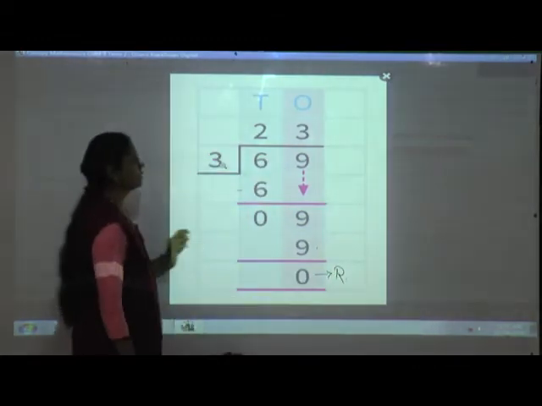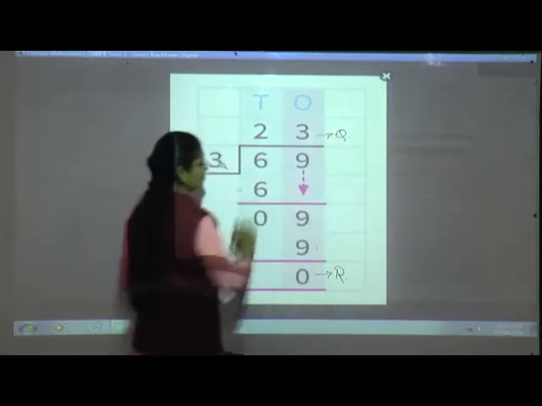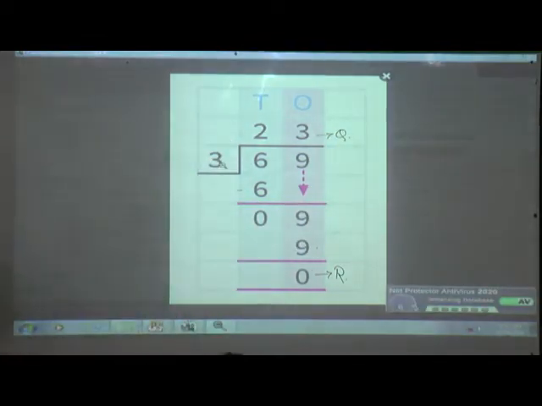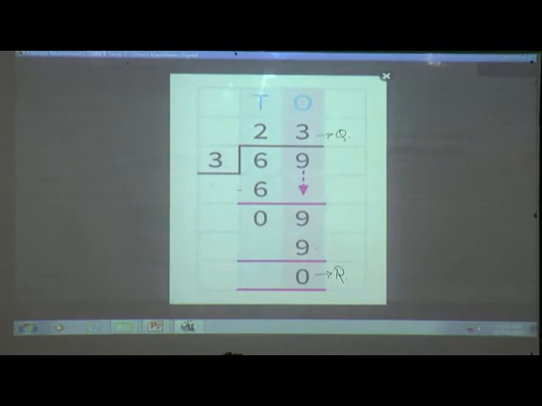And what is the quotient? This 23 is the quotient. So 69 divided by 3 is equal to what? 23. So the answer is 23, isn't it? Okay, understood how to solve the division sums?